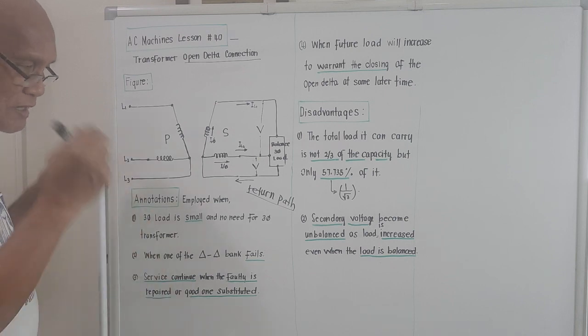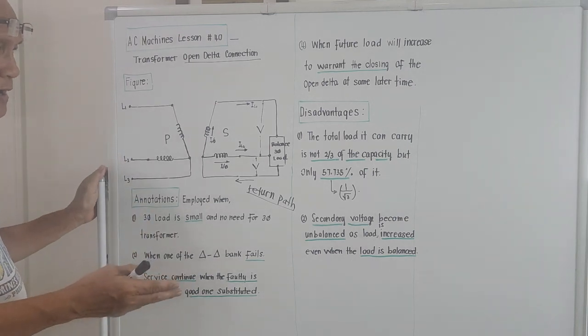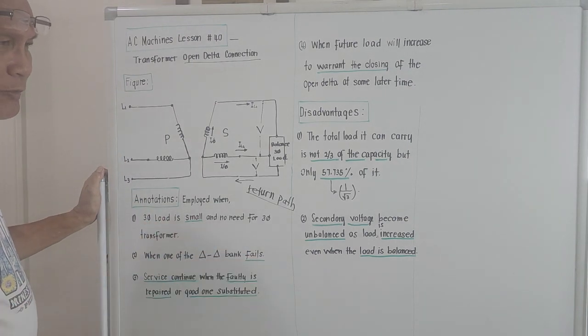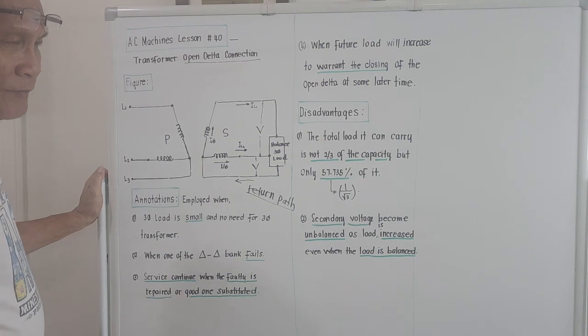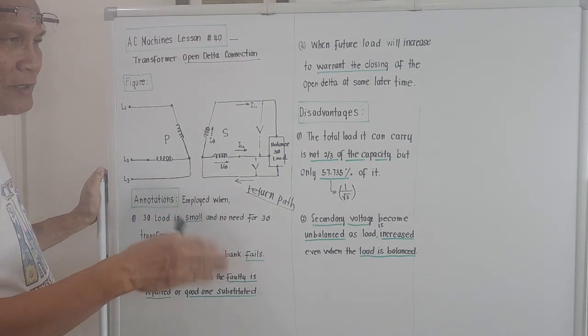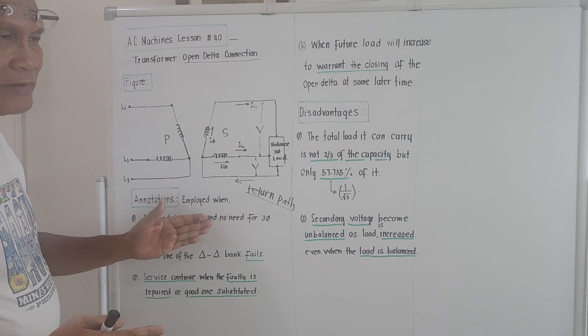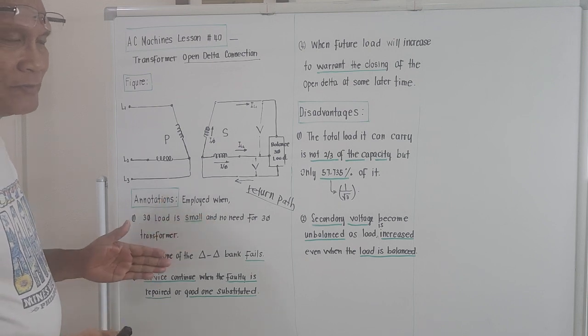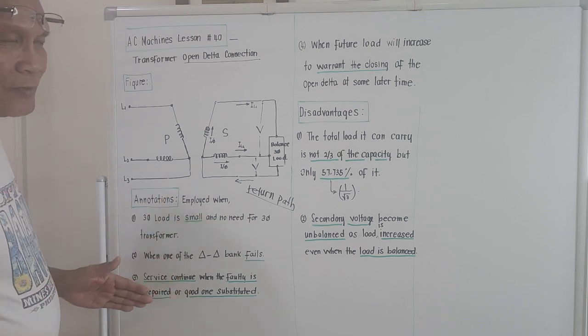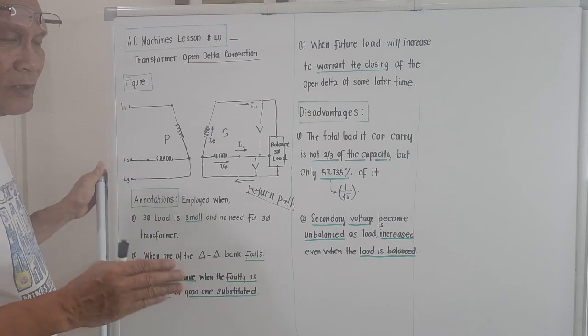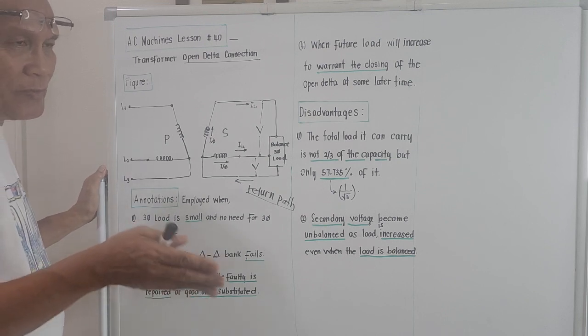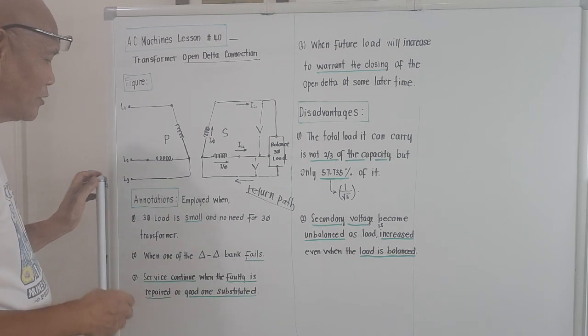Annotations, it's just like an observation of why we use open delta connection in real life. Because for a Y connection and delta connection, there will be no problem, right? There will be no problem. But for an open delta connection, there are annotations which we must know. Okay, annotation number 1.